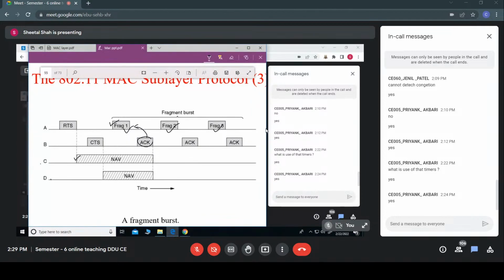Follow? So this is about the DCF mode. In the next class, we'll see about the point coordination function mode. Okay. So till now we have studied about the DCF, that is the distributed coordination function. And next we'll see about the point coordination function.